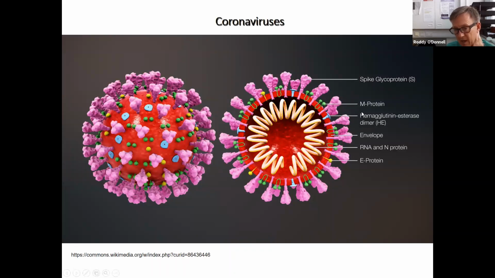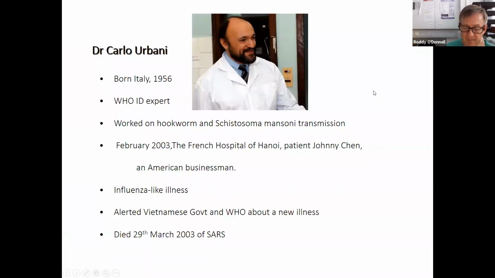The structure, however, is all familiar to us now. We've got a spike protein on the surface, an M protein, and a hemagglutinin esterase dimer. There's an envelope, and then there are internal proteins, which are nuclear protein and the RNA, positive sense. So it's an encapsulated enveloped virus.